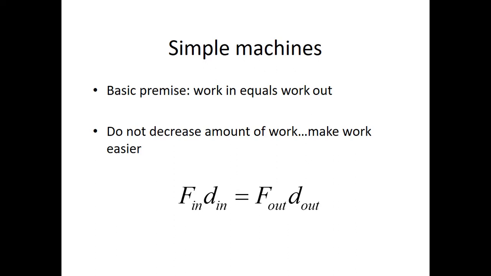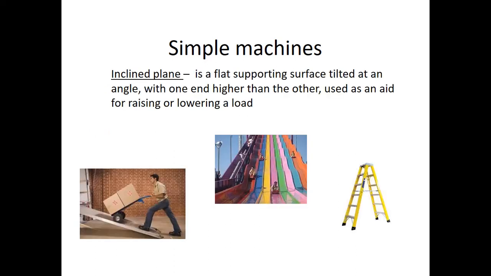Now what changes is the force. It seems like it's easier because you're applying less force. But as you apply less force, it goes over a greater distance. So as we look at the next 6 simple machines, we're going to see how the forces change with the distance. The first simple machine is an inclined plane.